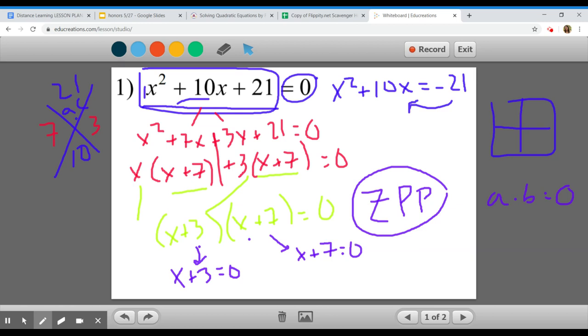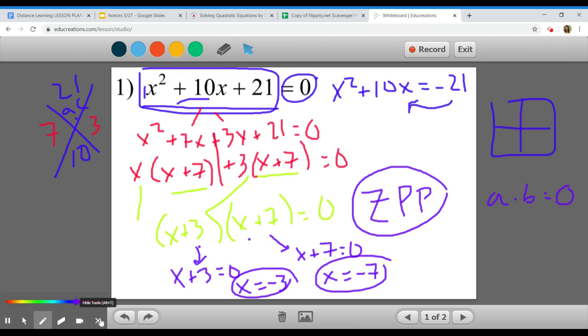Now I have two equations to solve. If x plus 3 equals 0, I'd subtract 3 from both sides, and x equals negative 3. On the right, if x plus 7 equals 0, I'd subtract 7 from both sides, and x equals negative 7. These are my two roots or solutions or zeros, and if I wanted to double check on the other slide, I could verify that that's exactly where it hit the x-axis.